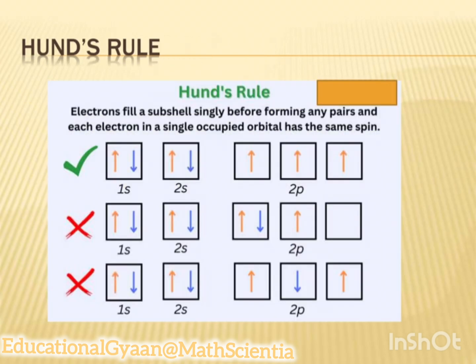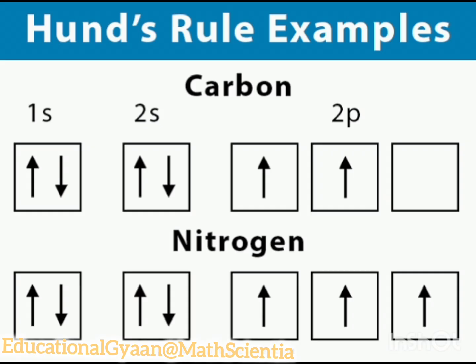The last in this chapter is Hund's rule. As per Hund's rule, the pairing of electrons happens only after filling the available degenerate orbitals with 1 electron each. According to the Aufbau principle, the order of atomic orbitals is 1s, 2s, 2p. The atomic number of carbon is 6, so the number of electrons will be 6. The first 4 electrons fill the 1s and 2s orbitals respectively, and the last 2 fill the 2p orbitals.